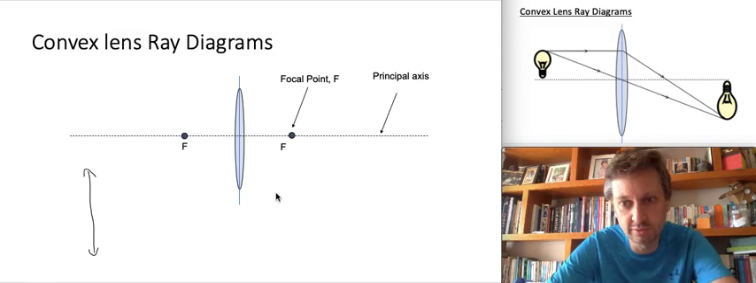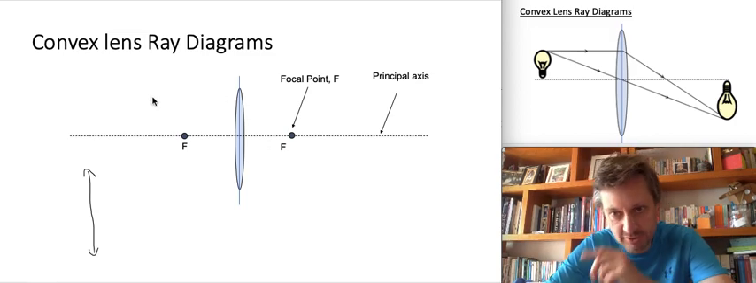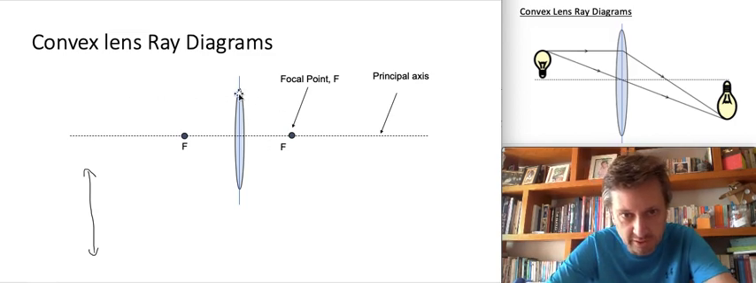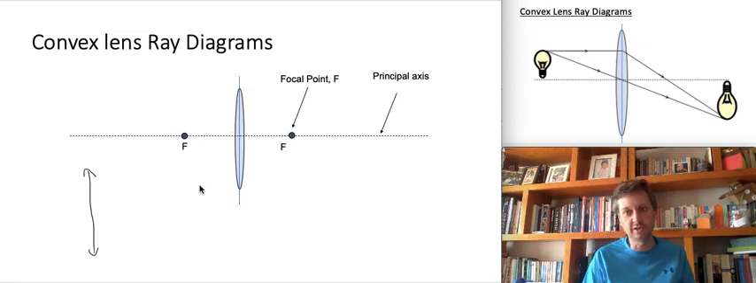When you draw the diagrams, please make sure that all of the refraction is occurring at the center line of the lens. Don't show it refracting when it's hitting that surface. Otherwise you'll get your image in the wrong place.